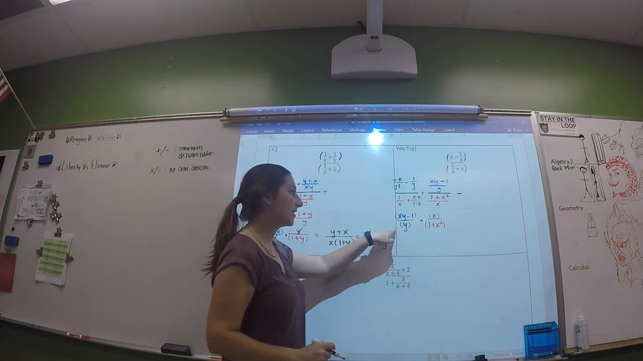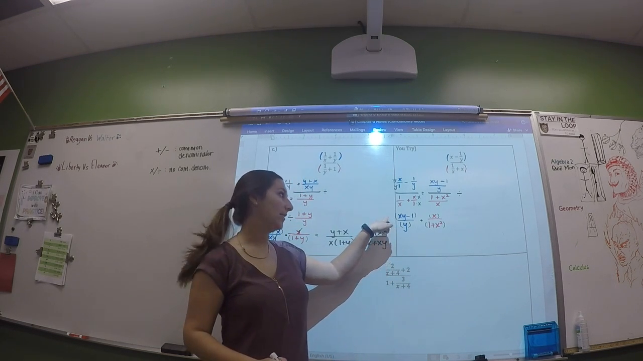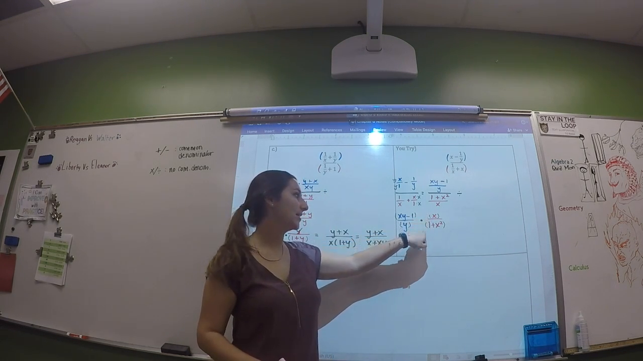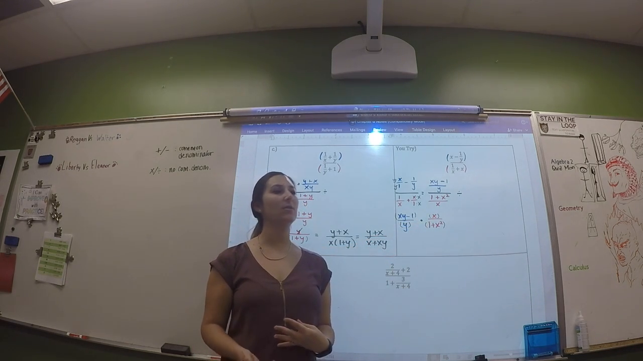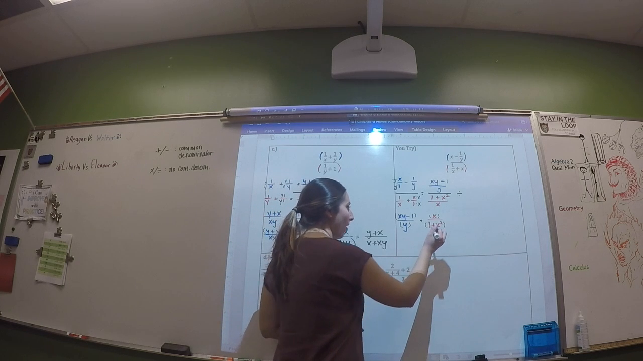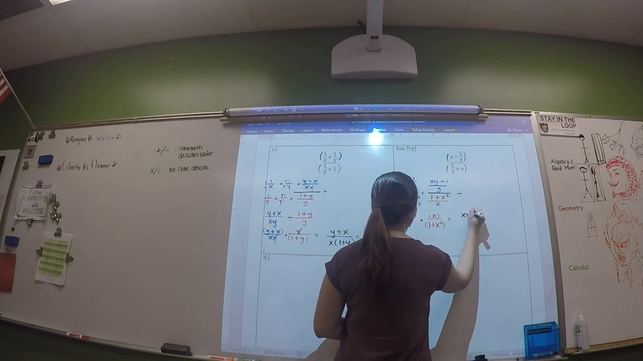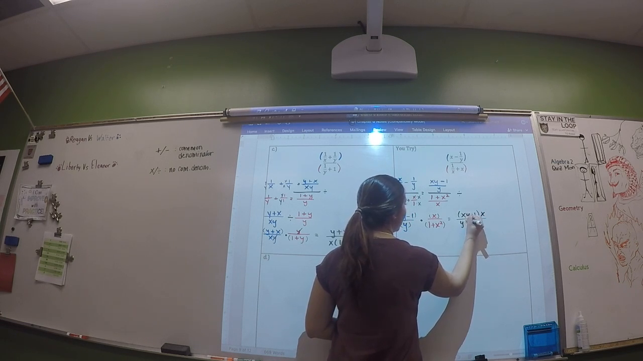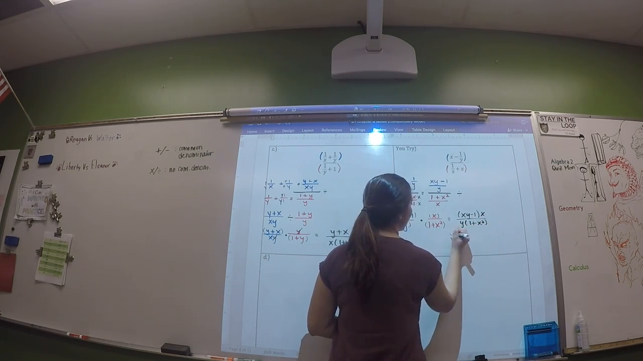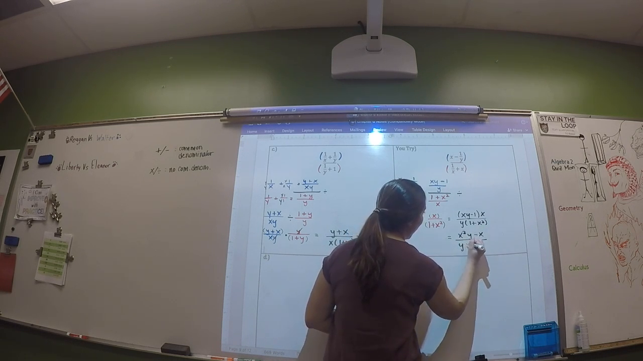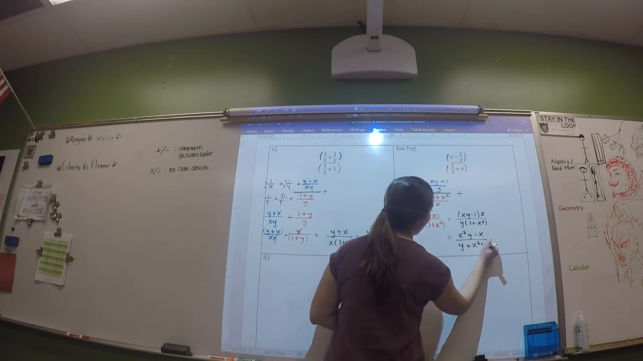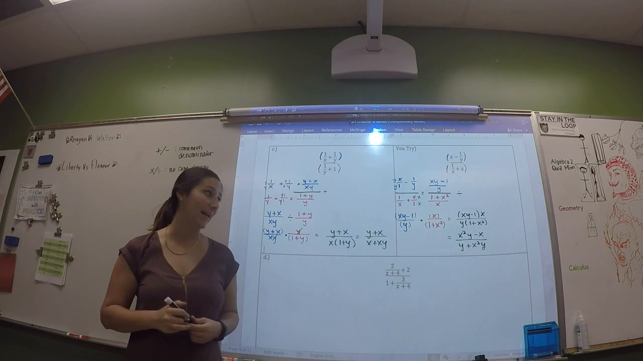Are these the same? No. Are these the same? Nope. Are these the same? Nope. If you're saying no to all the things, then that means you can't cancel. So all you can do is multiply the numerators and multiply the denominators. So we get x squared y minus x over y plus x squared y. It's not pretty, but that's what it is.